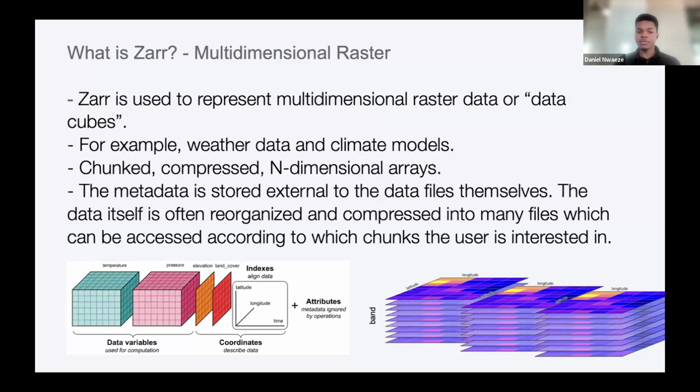And then the data is reorganized and compressed into many files, which can be accessed according to which chunks the user is interested in. So Zarr works with chunks, so you can split your data into chunks, and then one chunk can be loaded, the next one can be loaded however you want to.